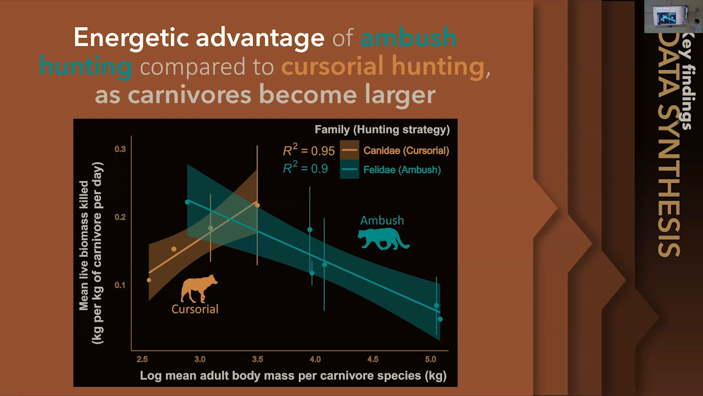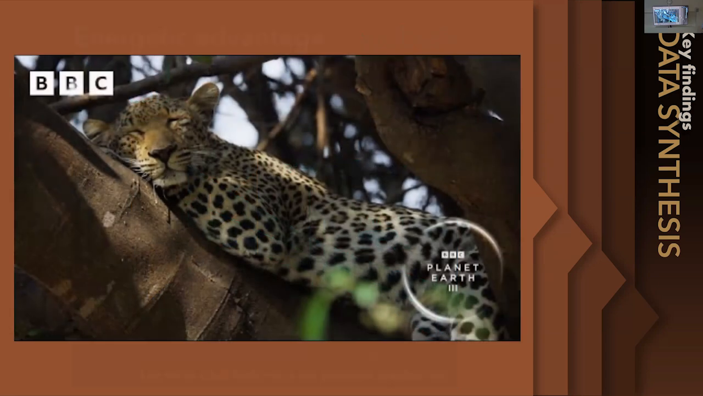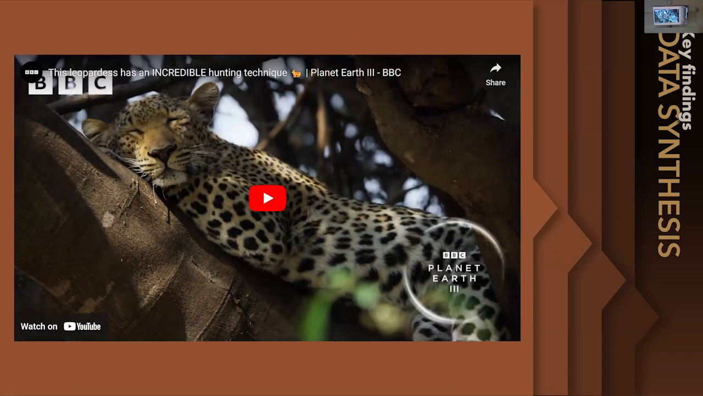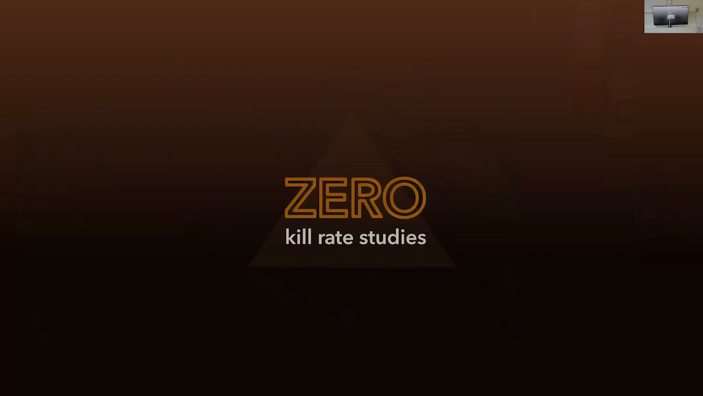So to highlight this and compare to the previous video, I'll just draw your attention to an ambush hunter and how they work, and likewise consider the energy being expended here versus the wolves. You see quite a contrast to the wolves, and I guess the synthesis of kill rates aligns with what you would expect from their behaviour and group living, cursorial hunting versus ambush hunting.